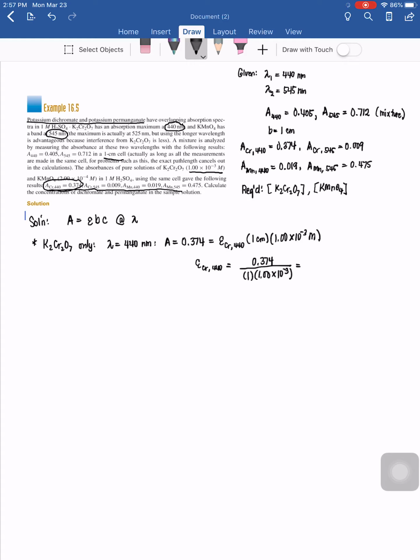So from my calculator, I got a value of 374, per the unit of b, that's centimeter, and divided by the unit of concentration, which is molar. So that is our molar absorptivity for the dichromate solution at 440 nanometers.